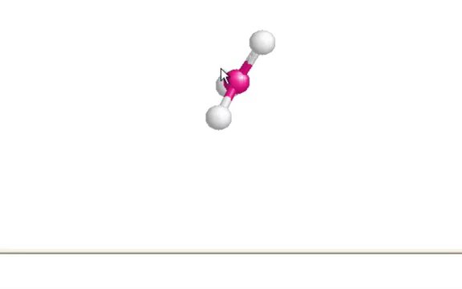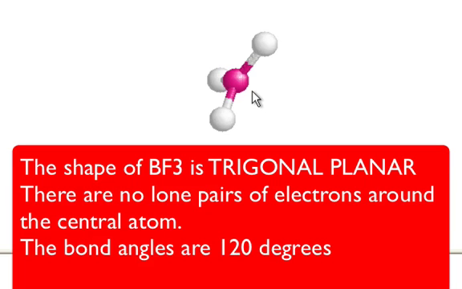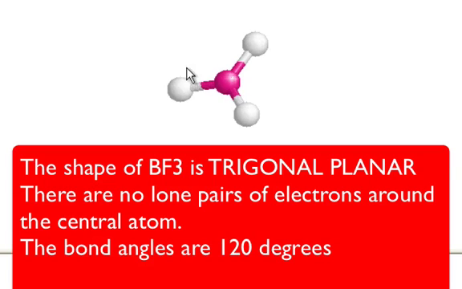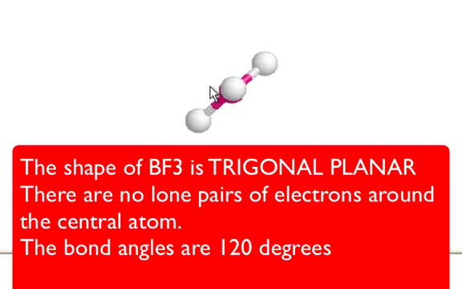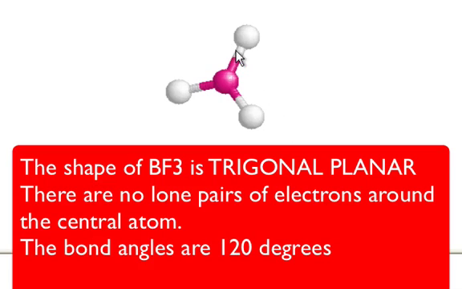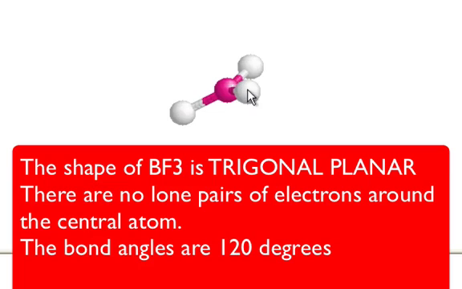And you can see that since there are no lone pairs on the boron, the way that the fluorine atoms can get as far apart from one another is if they're on the same plane. And by the same plane, remember that they're all lined up. Here's our plane, and they're 120 degrees apart from one another. So each of these bond angles is 120 degrees. And the result is the shape is what we call trigonal planar because it's in the shape of a triangle and all the atoms lie in the same plane.